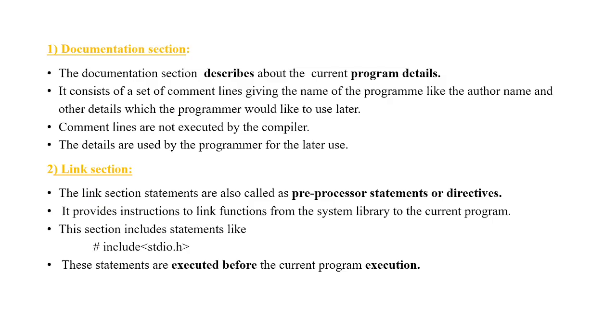Moving to the documentation section, in this section we provide the program details. That means this section describes the current program details, like the name of the programmer, that is the author name, and other details which the programmer would like to use later. This description is presented in C programming by using comment lines. The comment lines are not executed by the compiler; it just ignores them.